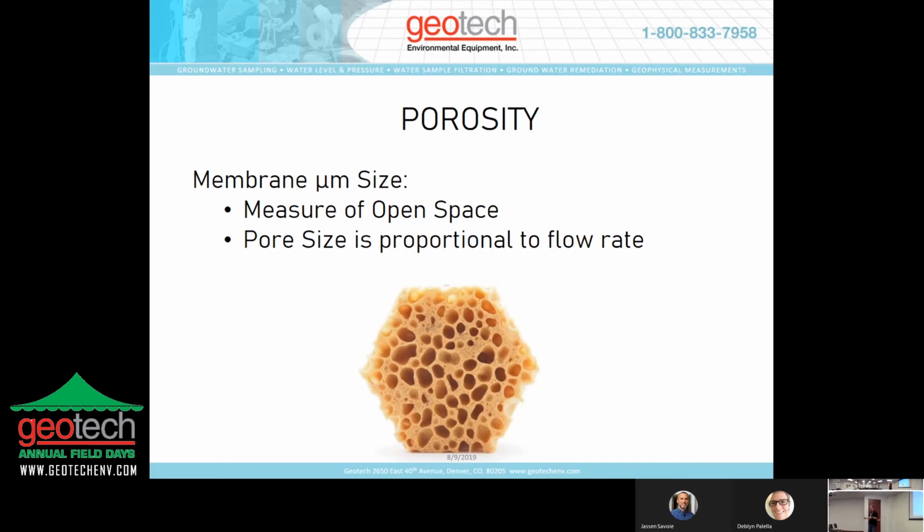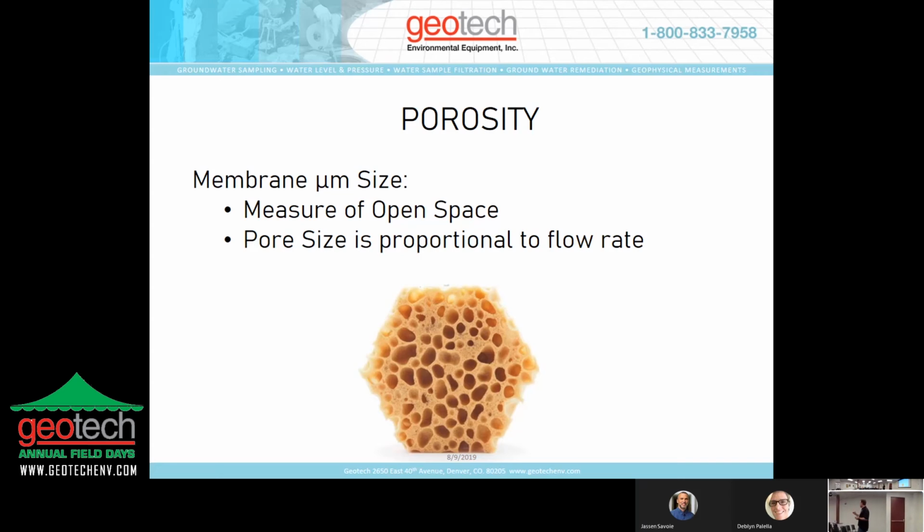So we're talking about empty space. We're using that sponge as an idea of these open pores within this material. And the pore size is proportional to flow rate. So the larger our pore size, or our micron size, the greater our flow through that material. And a sponge is going to absorb stuff really quickly. As we squeeze it out, it's going to displace that moisture really quickly.